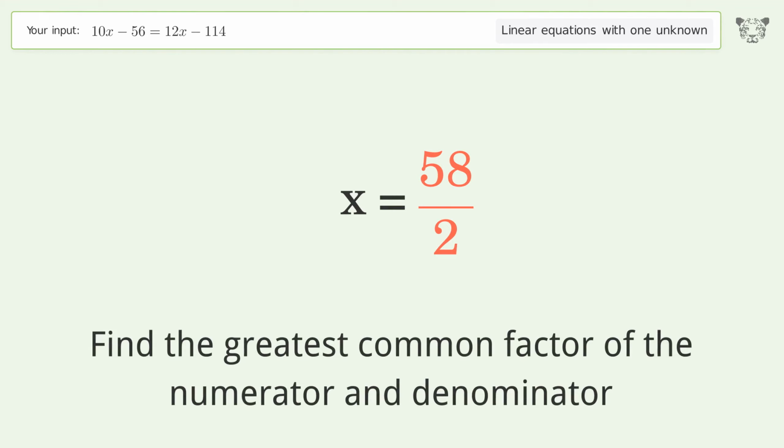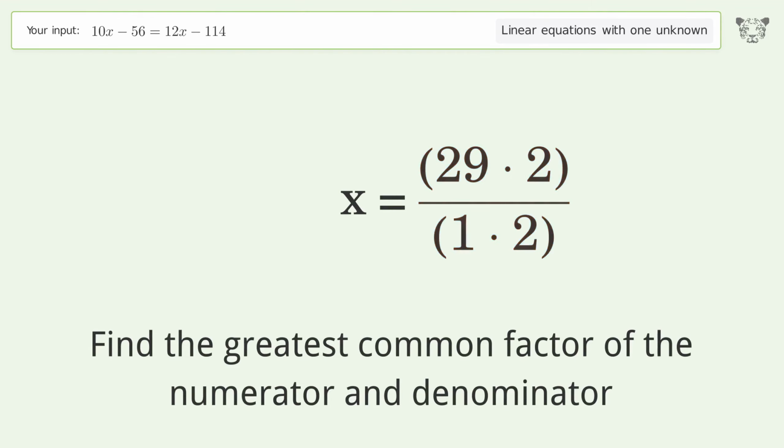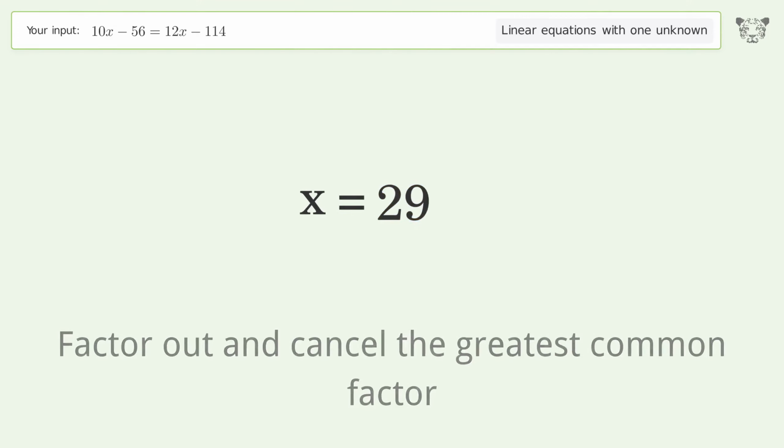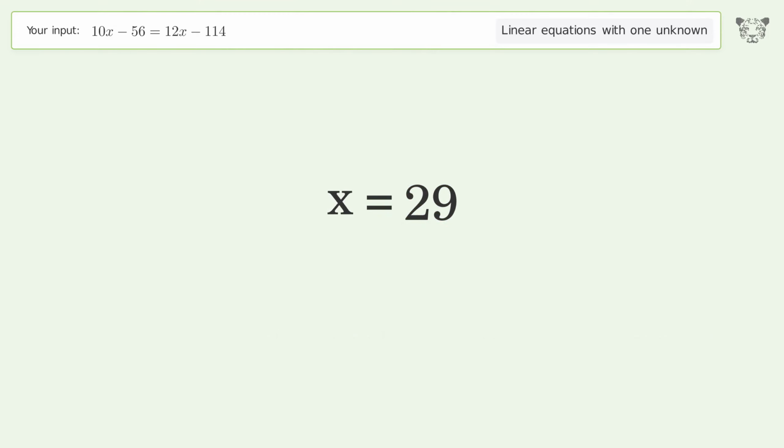Find the greatest common factor of the numerator and denominator. Factor out and cancel the greatest common factor. And so the final result is x equals 29.